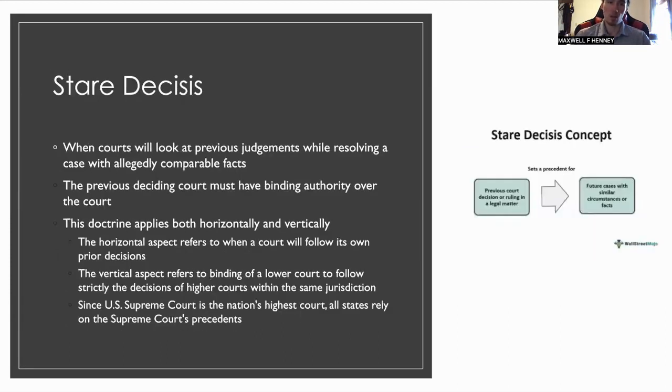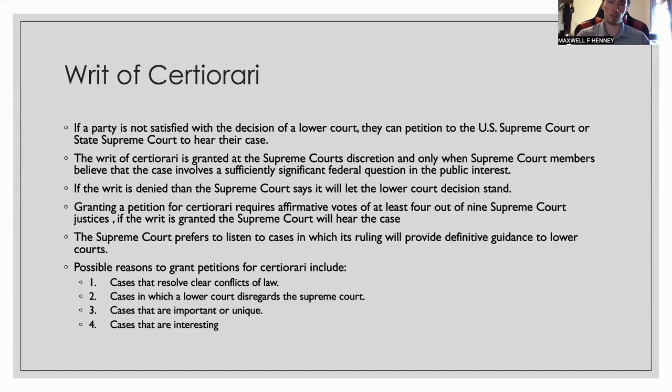Stare decisis. This is when a court will look at previous judgments while resolving a case with allegedly comparable facts. The previous deciding court must have binding authority over the court. This doctrine applies both horizontally and vertically. The horizontal aspect refers to when a court will follow its own prior decisions. The vertical aspect refers to the binding of a lower court to follow strictly the decisions of higher courts within the same jurisdiction. Since the U.S. Supreme Court is the nation's highest court, all states rely on the Supreme Court's precedents.